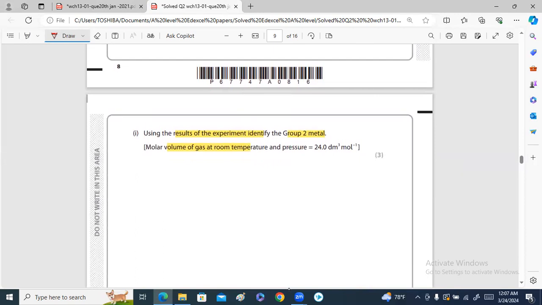Okay, using the results of the experiment, identify the group 2 metal. So we're going to use the results of the experiment to identify the group 2 metal, and the information that the molar volume of the gas at room temperature and pressure is 24.0. This is the equation: metal carbonate decomposes to give metal oxide plus carbon dioxide. We are getting a 95 centimeter cube of carbon dioxide, and we have the mass of 0.33 grams.